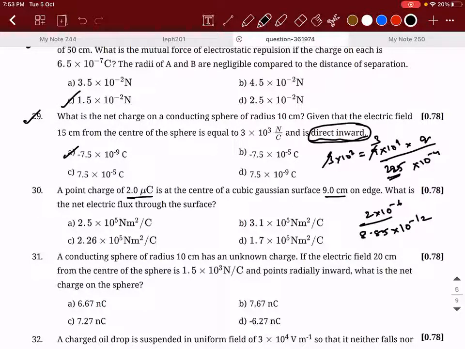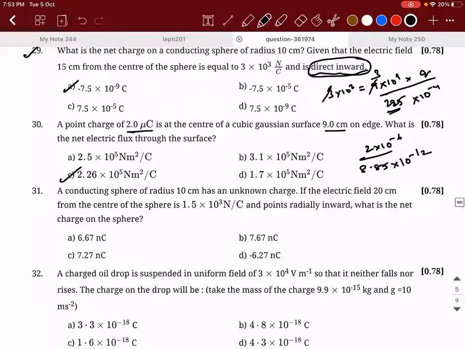So what is the problem number? 30 here. I got C, sir. Correct. 31. A conducting sphere of radius 10 centimeter has an unknown charge. If the electric field 20 centimeters from the center of the sphere is this and points radially inward, what is the net charge on the sphere?